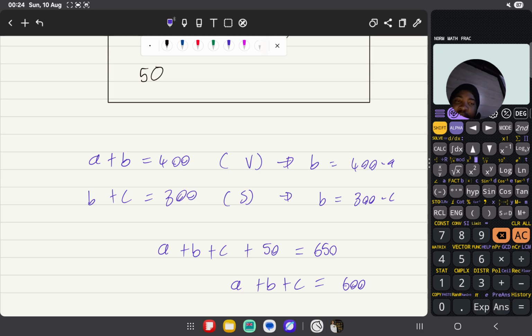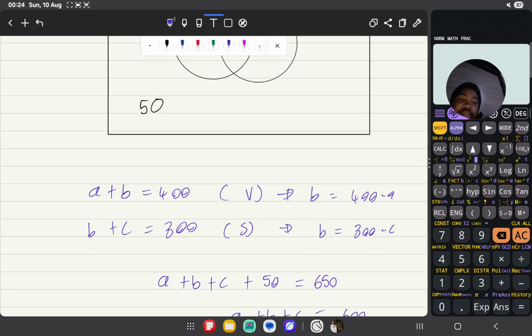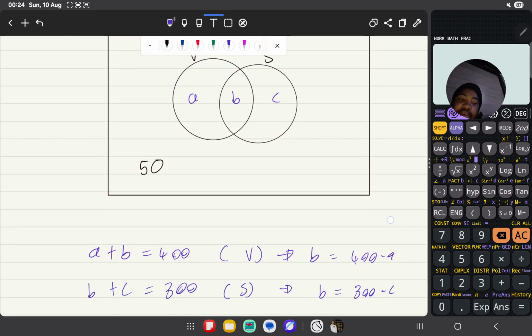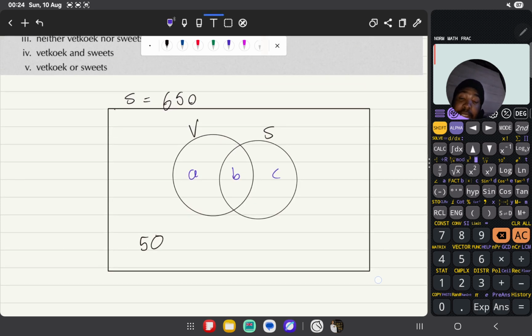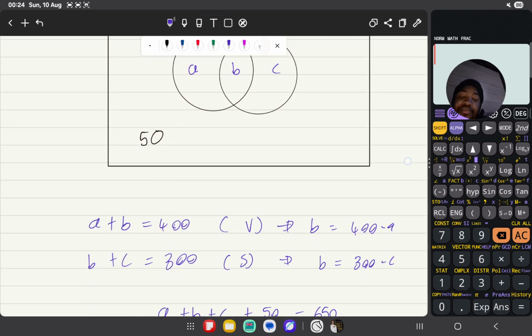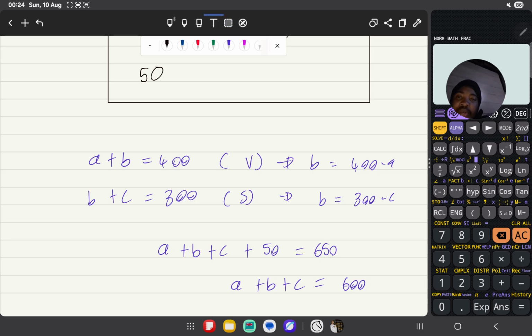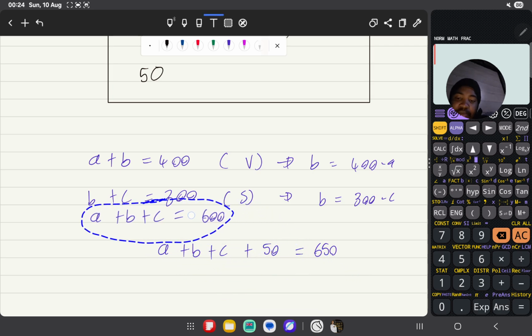So I need to find out the value for A and the value for C. Now the question is, how do I do that? One equation which is very helpful is this one, right? Let me put it here. This is the equation, and remember this equation, A plus B plus C equals 600, we got it from A plus B plus C plus 50 gives us 650.